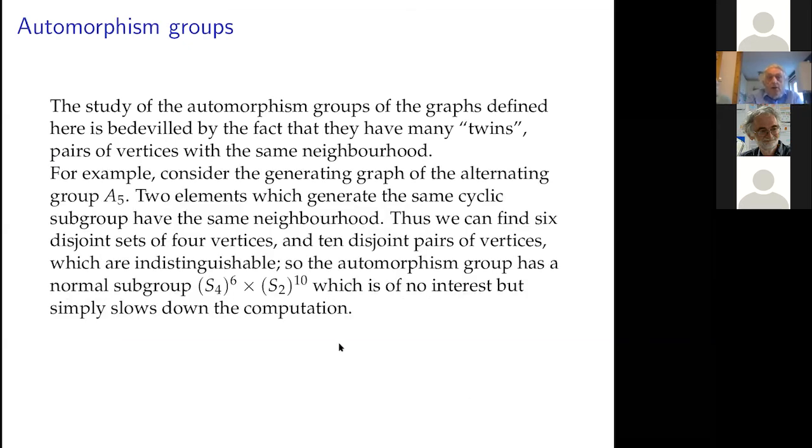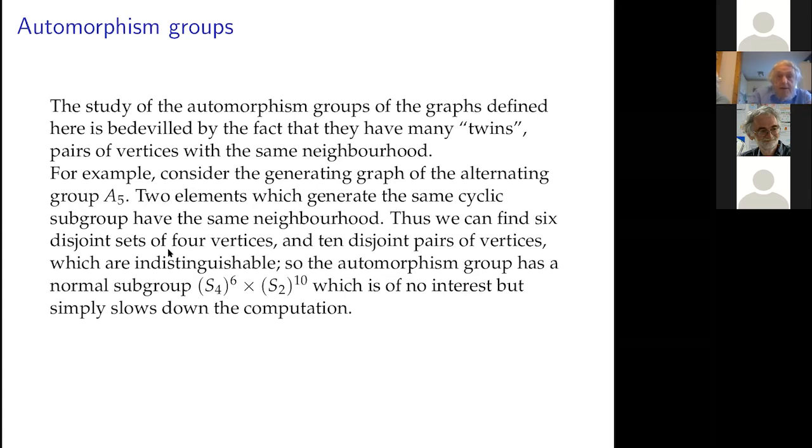Let's consider the generating graph of the alternating group A5. So the vertices are the elements of A5. We join two of them if they generate the group. So if we take two elements that generate the same cyclic subgroup, let's say we take an element A of order 5, and then we take also A squared. Well, if A and B generate the group, so do A squared and B. So A and A squared have the same neighbors. And that means that the four powers of A can be permuted arbitrarily by graph automorphisms.